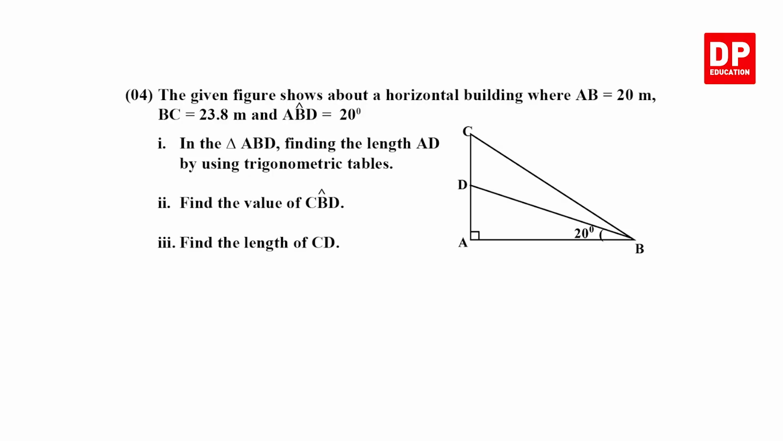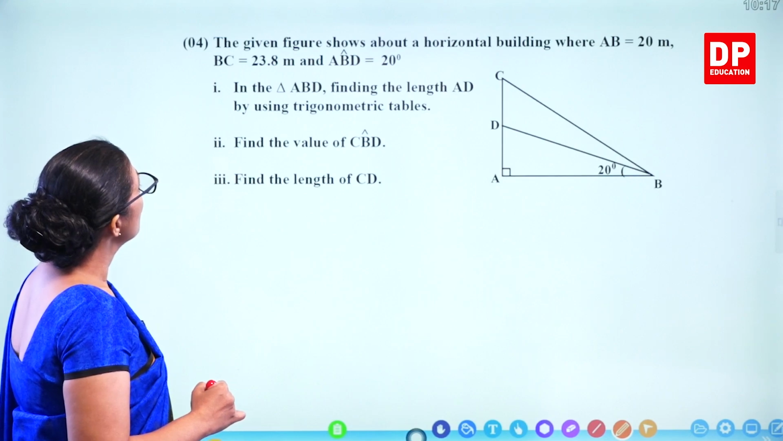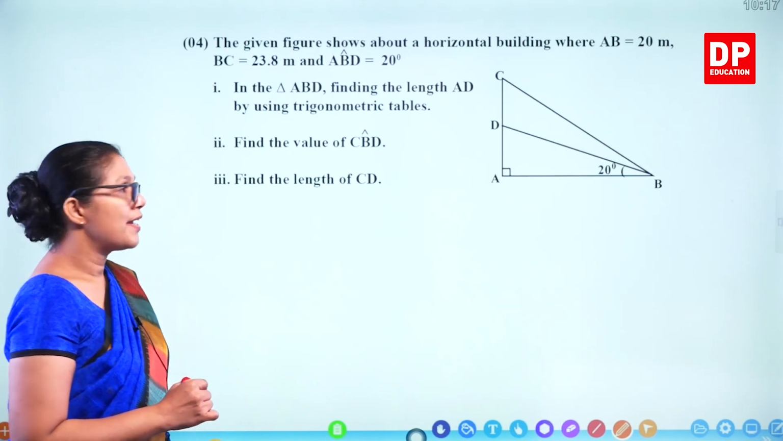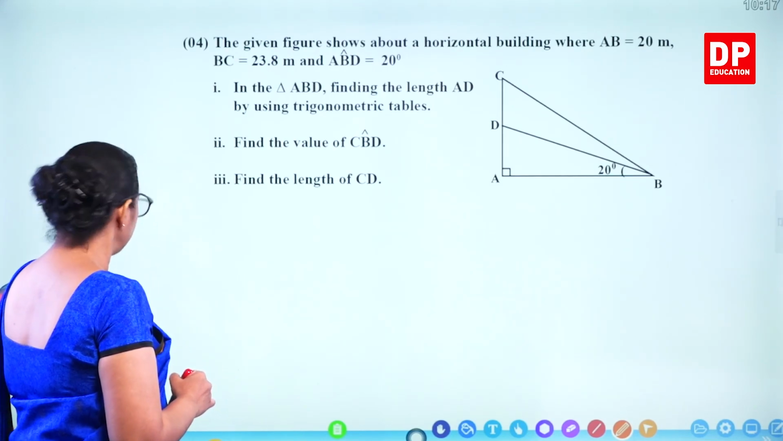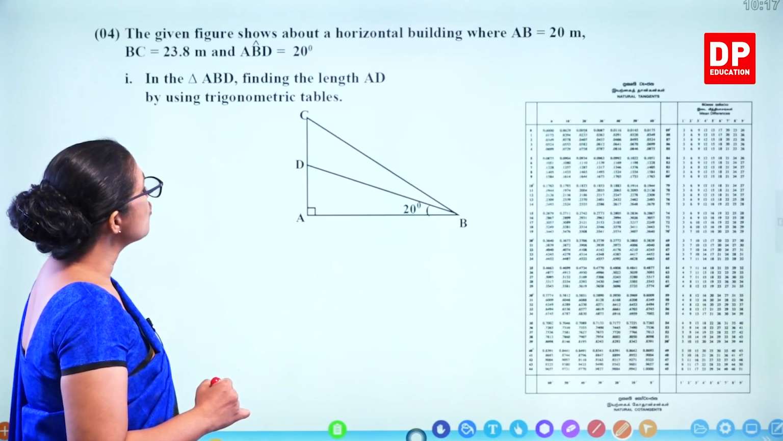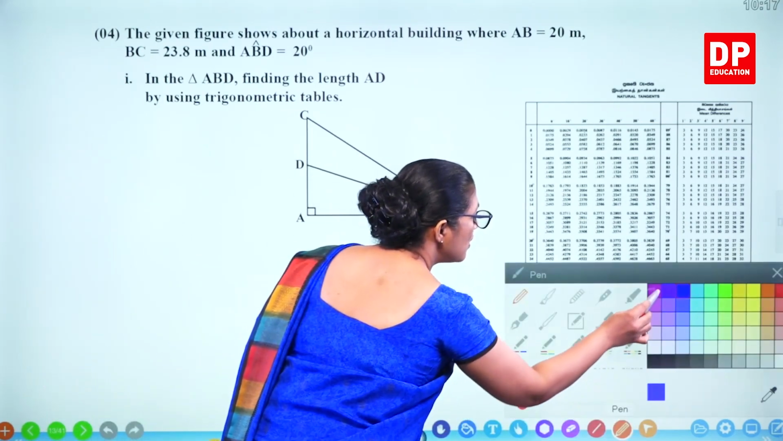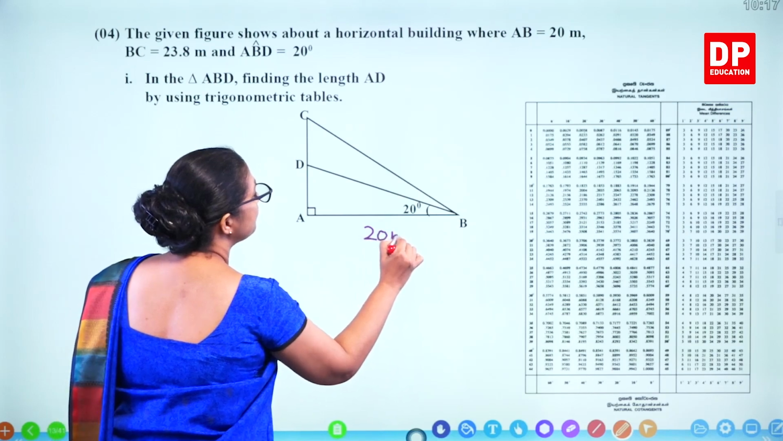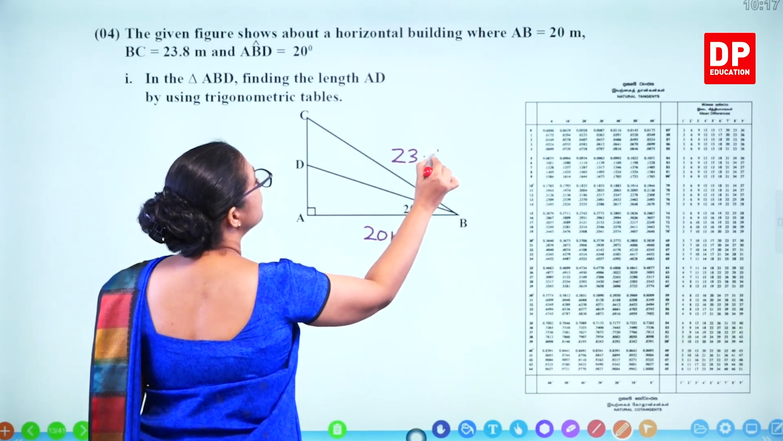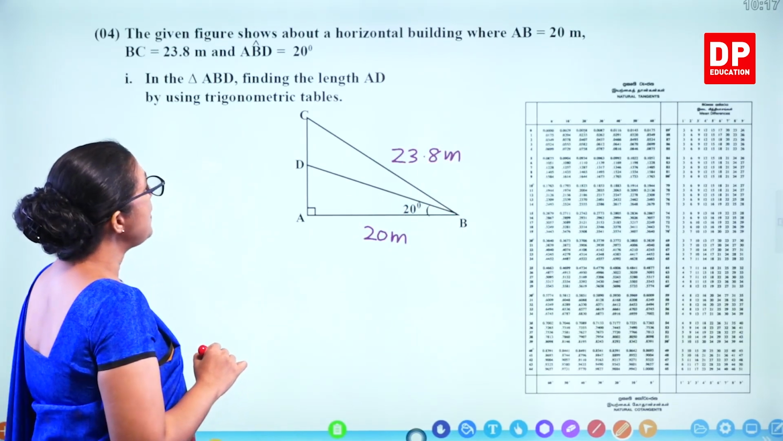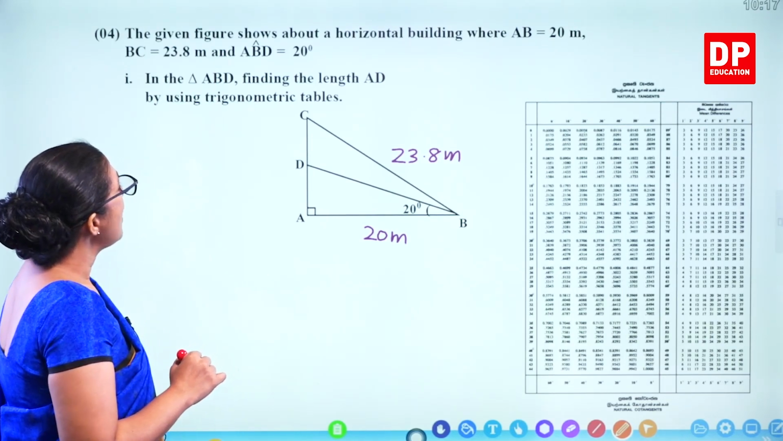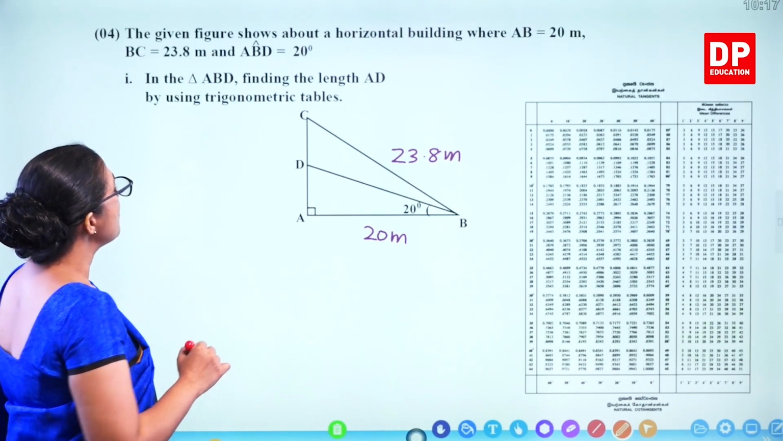Now you can try question number 4. So you get 3 parts. You need trigonometric tables to find out the lengths and angles. The given figure shows a horizontal building where AB is 20 meters. So we can mark the values first. This is 20 meters. BC is 23.8, and AB is 20. In the triangle ABD, find the length AD by using trigonometric tables.